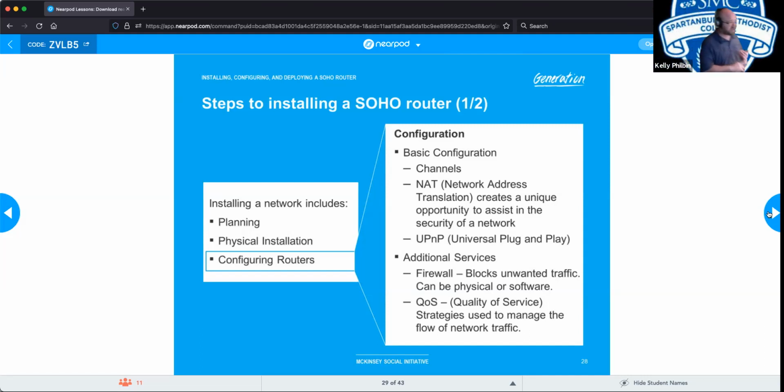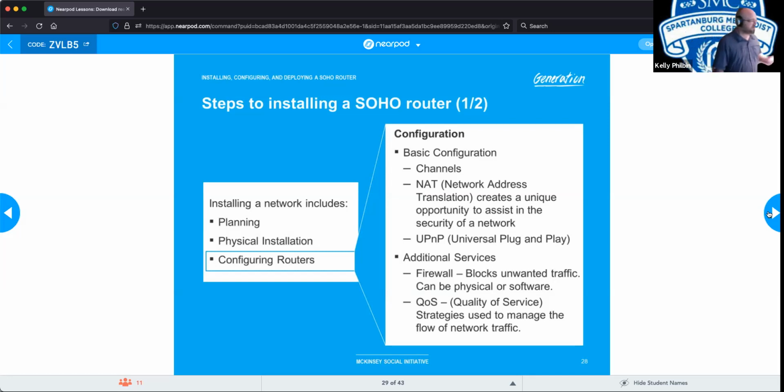We need to set the channels. We need to set the NAT translation to make sure our IPs are matching up properly to what we want. It says it has universal plug and play, so we hope that works most of the time.